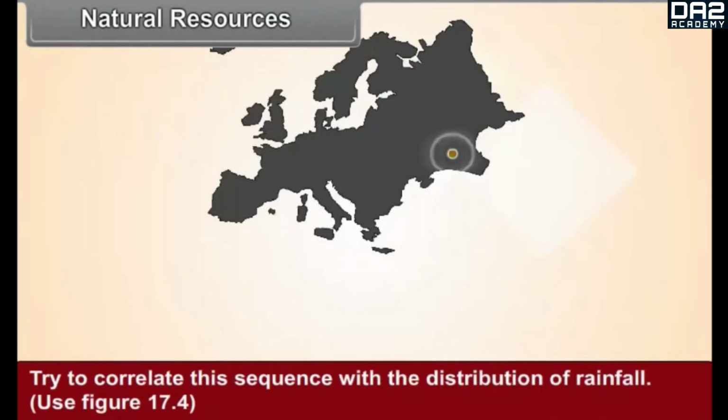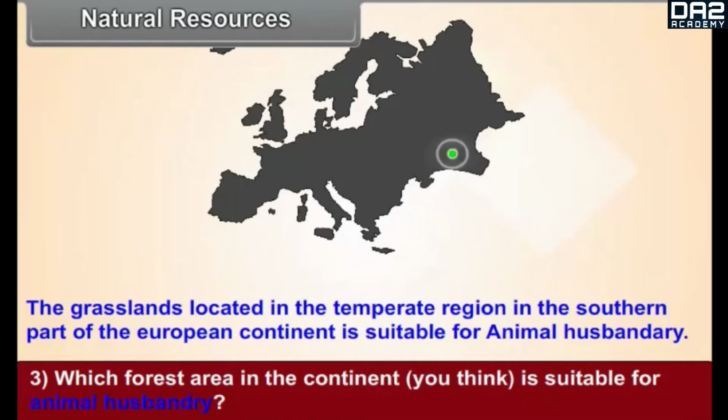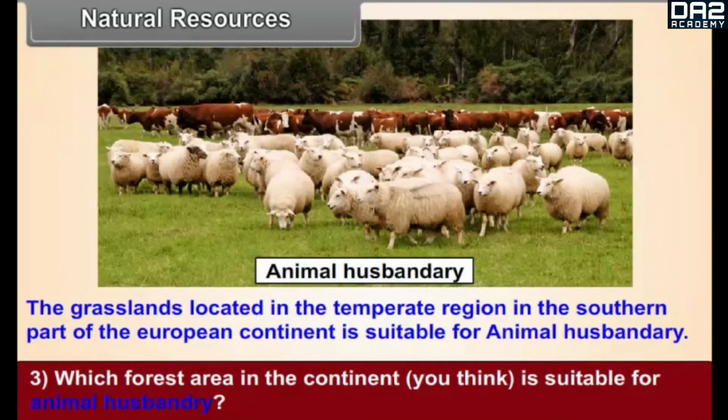Try to correlate this sequence with the distribution of rainfall. Use figure 17.4. Number 3. Which forest area in the continent you think is suitable for animal husbandry?